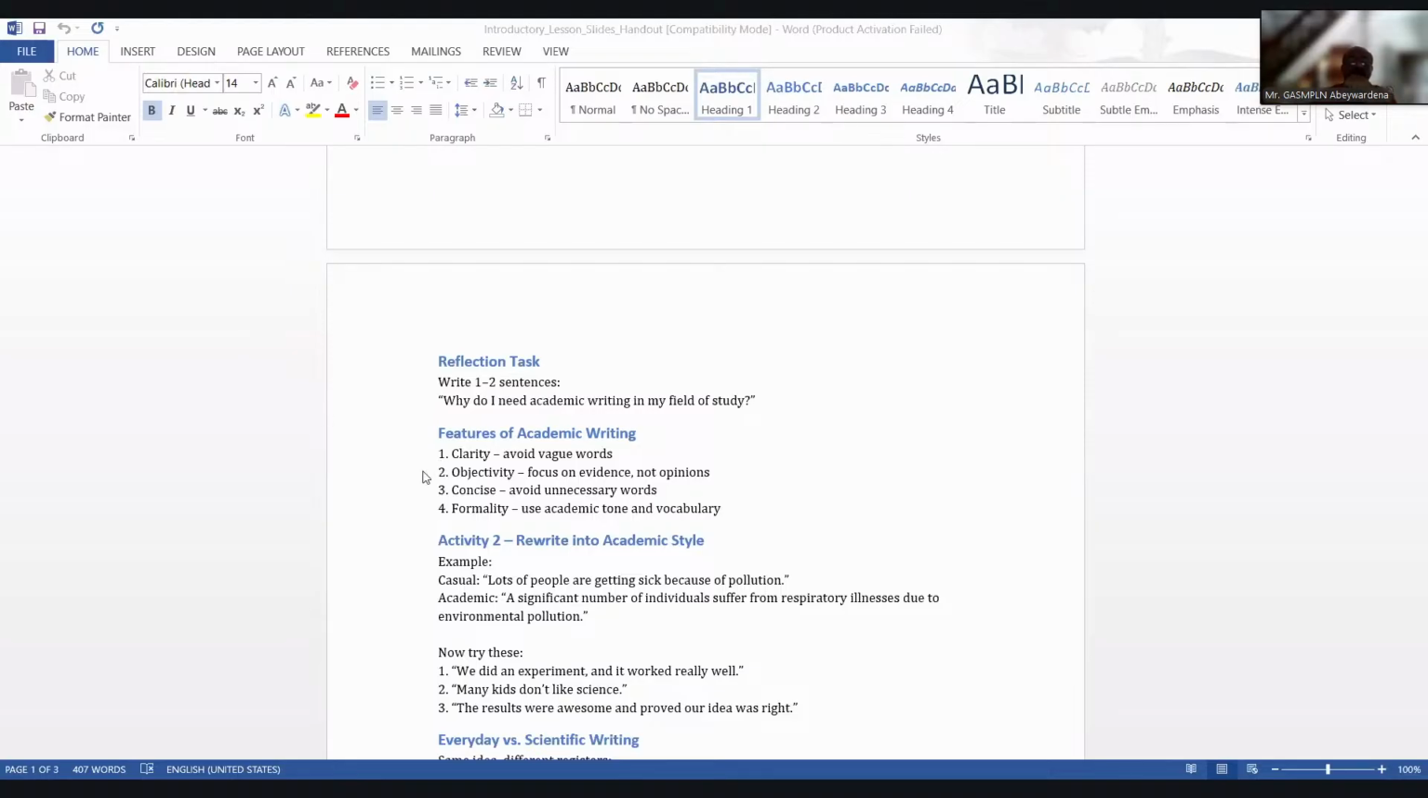Clear, objectivity, at least 1 or 2 students. I know this is somewhat difficult, but you can try.